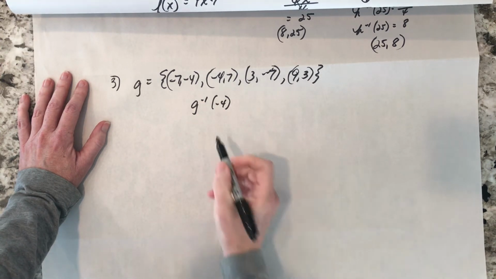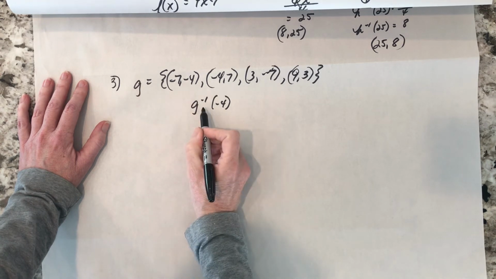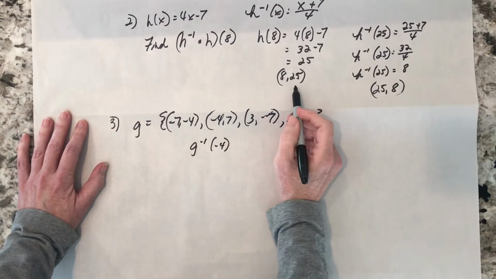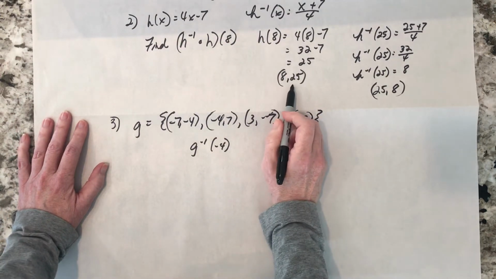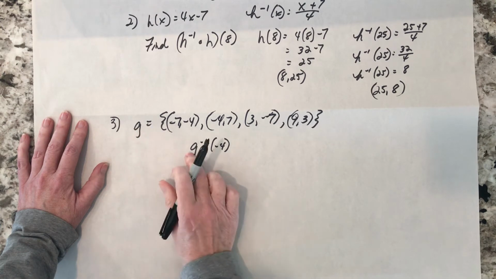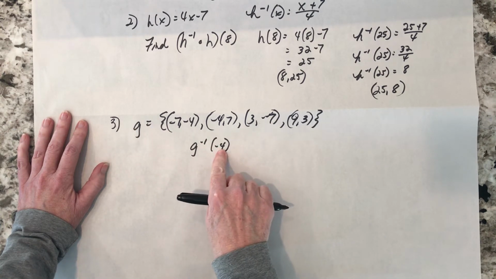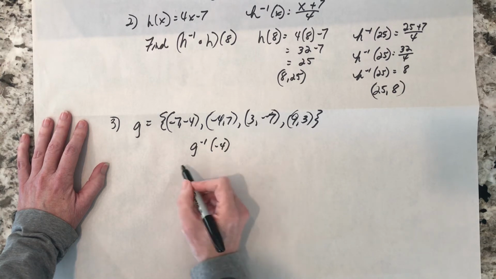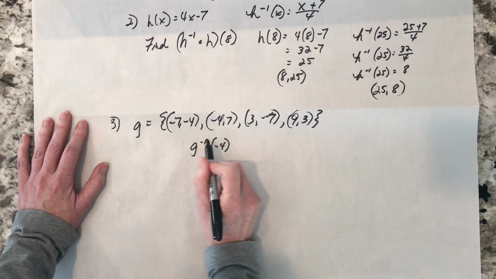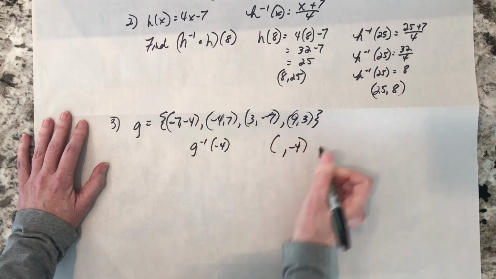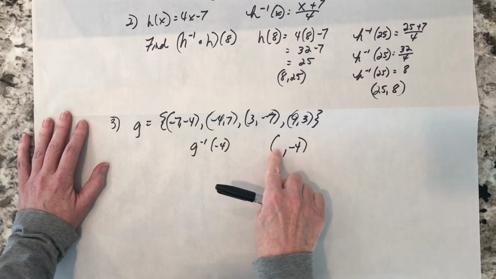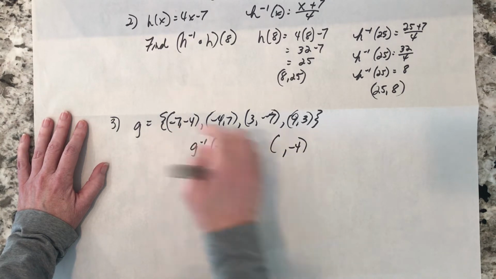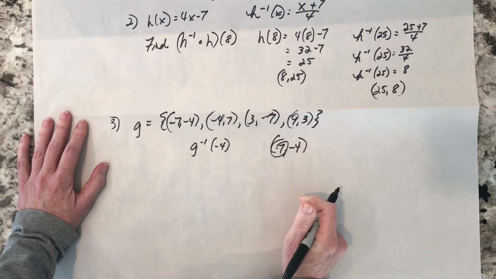So what that means is that if this is g and this is the inverse of g, this is the secondary number. This is the y right here. This is like the 25. So with inverse functions, the inverse will give you the y. They're asking you to find the x. So we know that somewhere in this set of points, we've got a point that has -4 as its y, and we're looking for its x. And that's pretty easy. I mean, here it is. -4 is the y. So -7 is the answer there.